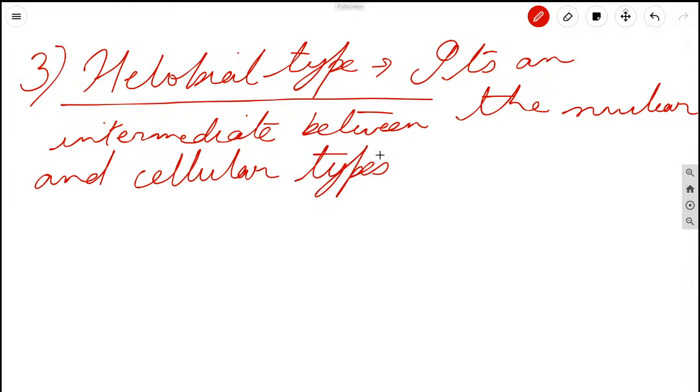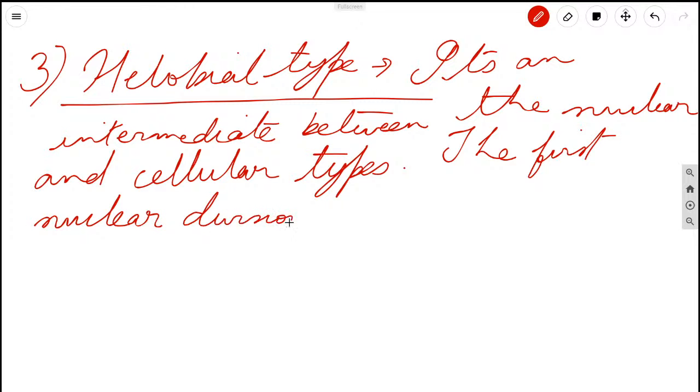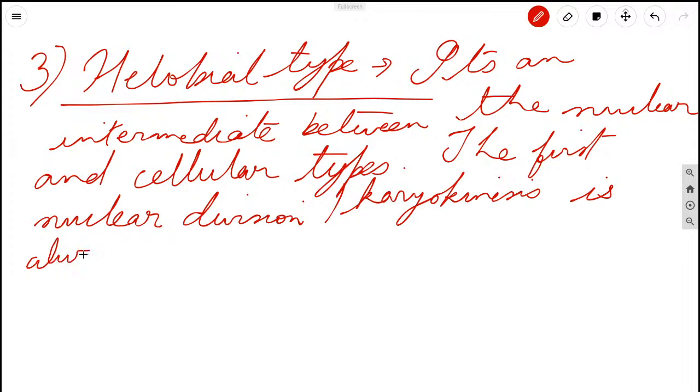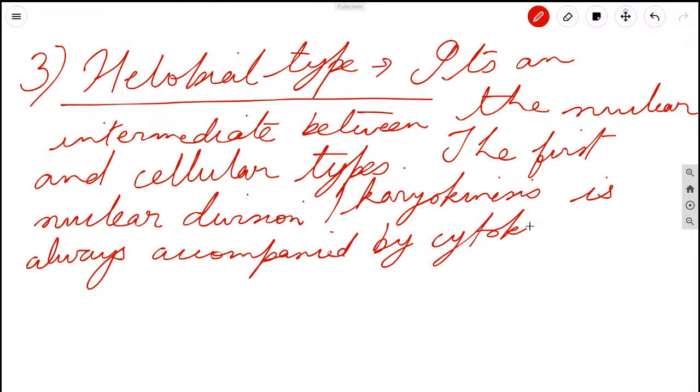Now, the first division always, understand it very, very carefully. This is a NEET level question. The first division is accompanied by cytokinesis. Always remember, the first nuclear division or karyokinesis is always accompanied by cytokinesis. Okay, that is the plasma membrane division.